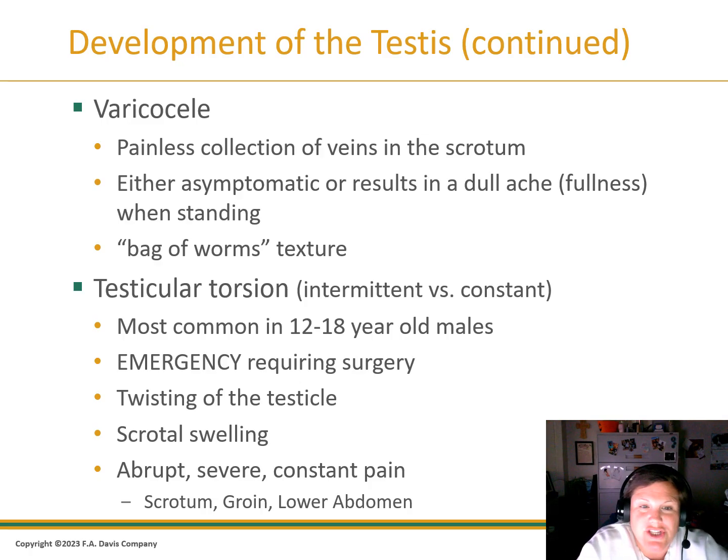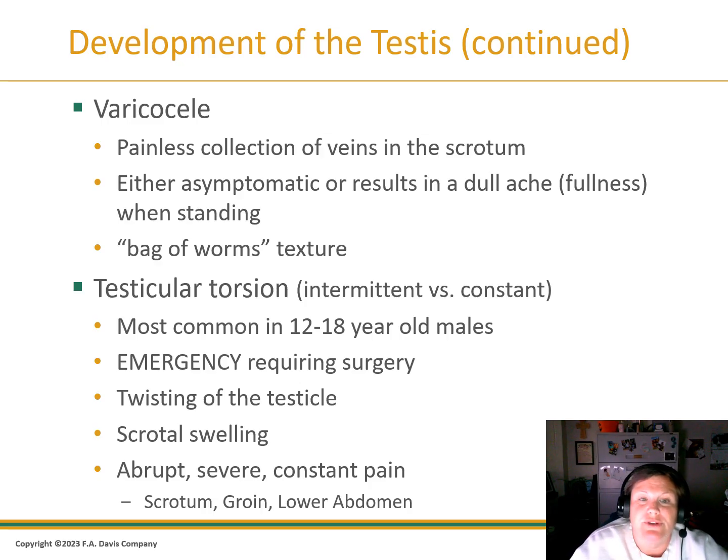So for this patient, it can be that they're asymptomatic, not having any symptoms, or that they experience what they refer to as a dull ache or a fullness feeling in the scrotum when they're standing. When palpated, it'll resemble the texture of a bag of worms, and it can be that they become fuller anytime they're bearing down or experiencing the Valsalva maneuver.